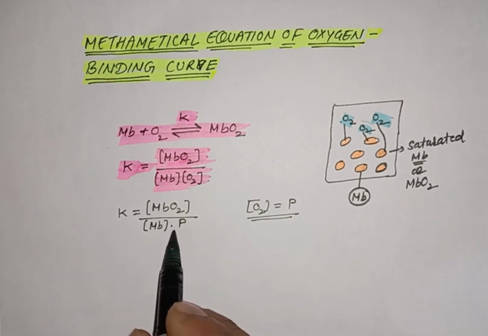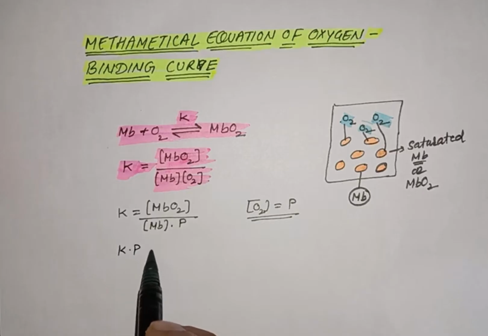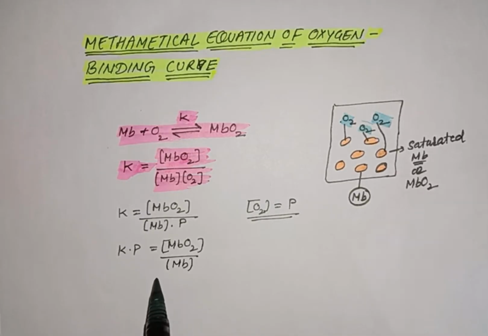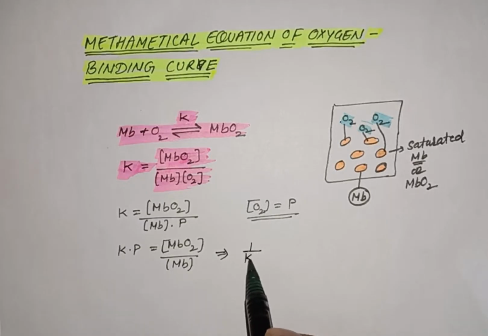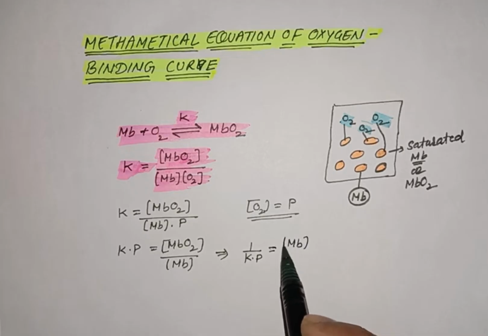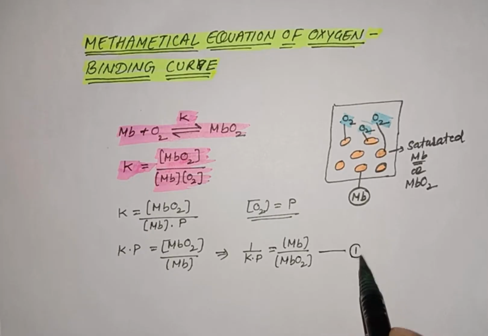Then we multiply this partial pressure with K, so K dot P becomes equal to the oxygenated myoglobin divided by the naked myoglobin. If we invert this equation, we get 1 upon K dot P is equal to the Mb concentration divided by the oxygenated myoglobin concentration. Suppose this is our equation number 1.